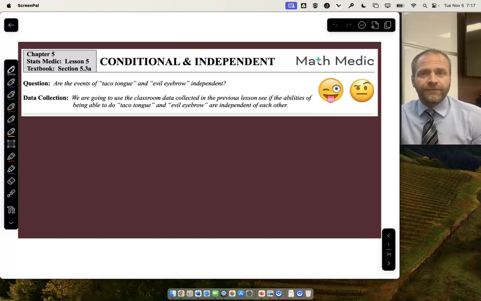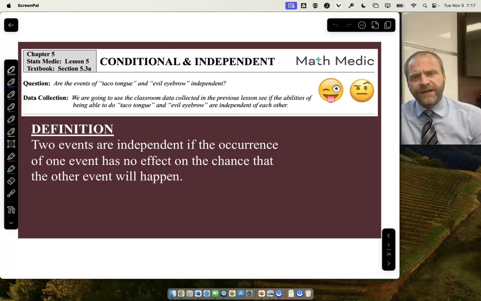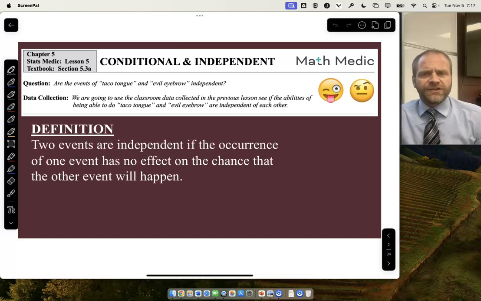So we looked at a two-way table and a Venn diagram of that data before. So we're going to use some classroom data that we collected from the previous lesson based off of your ability to taco tongue or your ability to evil eyebrow and determine, are they independent of each other? And when you're looking at independence, we want to focus on the definition, and it says two events are independent if the occurrence of one event has no effect on the chance that the other event will happen.